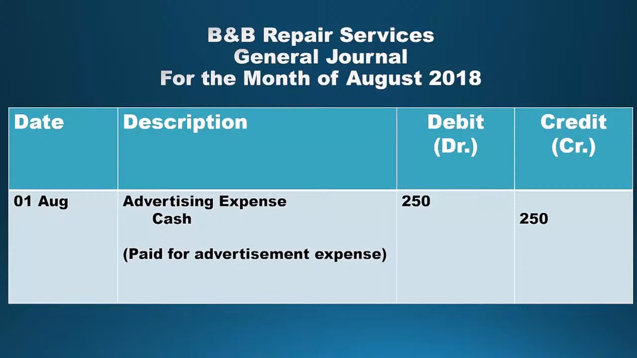August 1st, paying for advertising. Step 1, review the journal entry. The journal entry for August 1 was debit advertising expense, $250, credit cash, $250. This tells us two accounts are affected, advertising expense and cash. We'll now post these amounts to their respective ledgers. Posting to the advertising expense ledger.